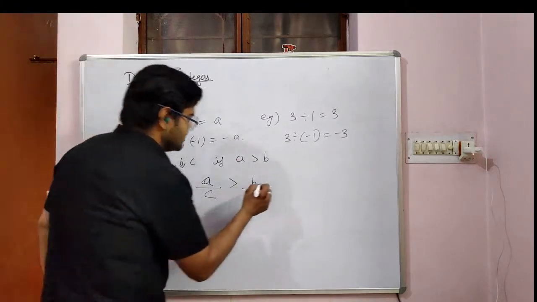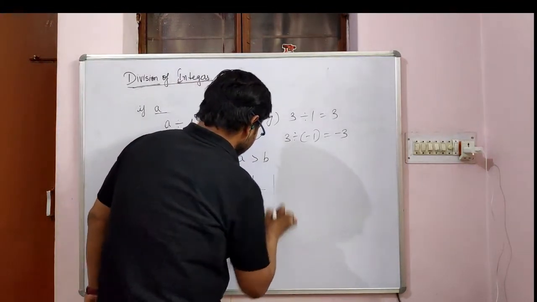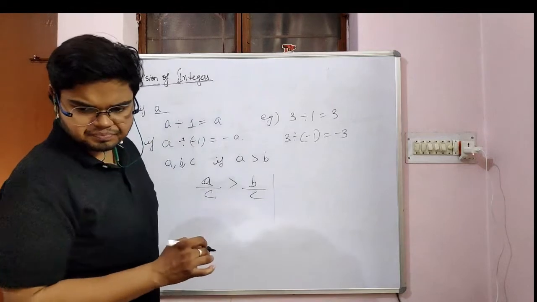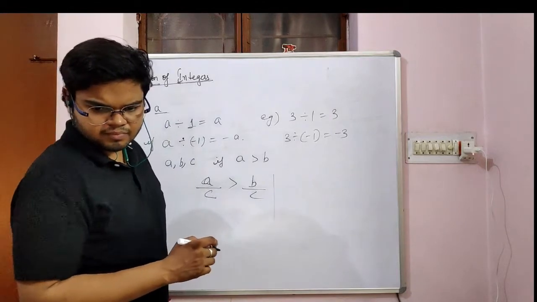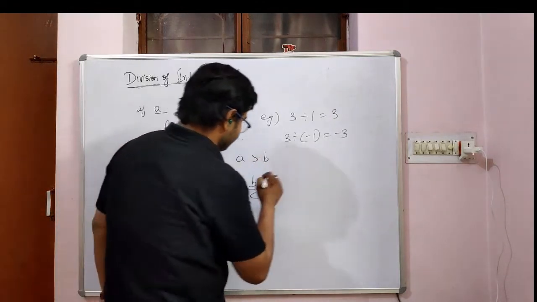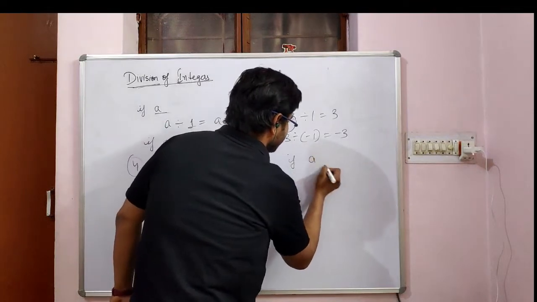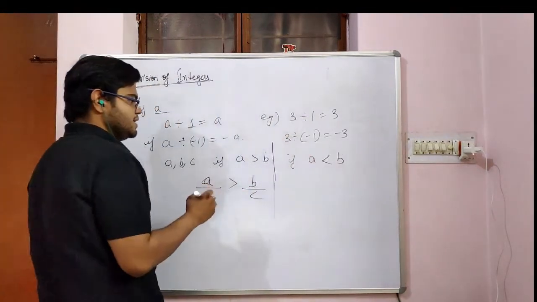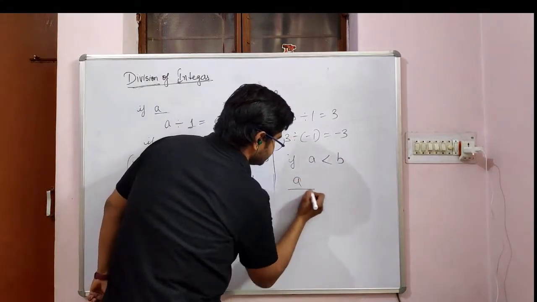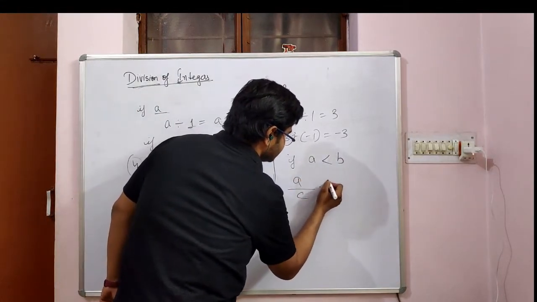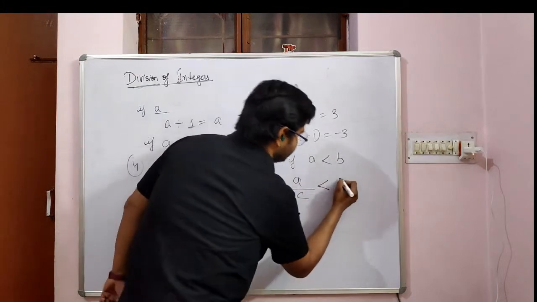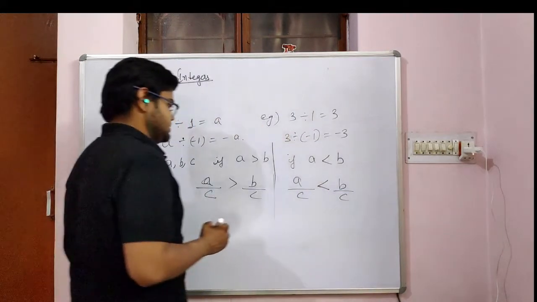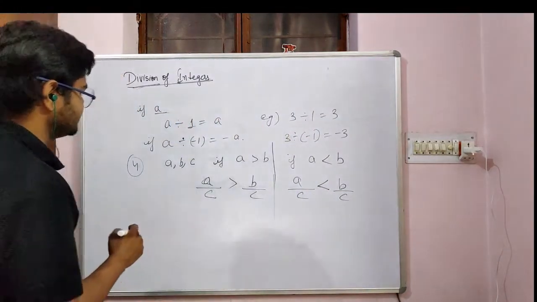And the other inequality is, if a is less than b, then a divided by c will be less than b divided by c. Let us look at an example.